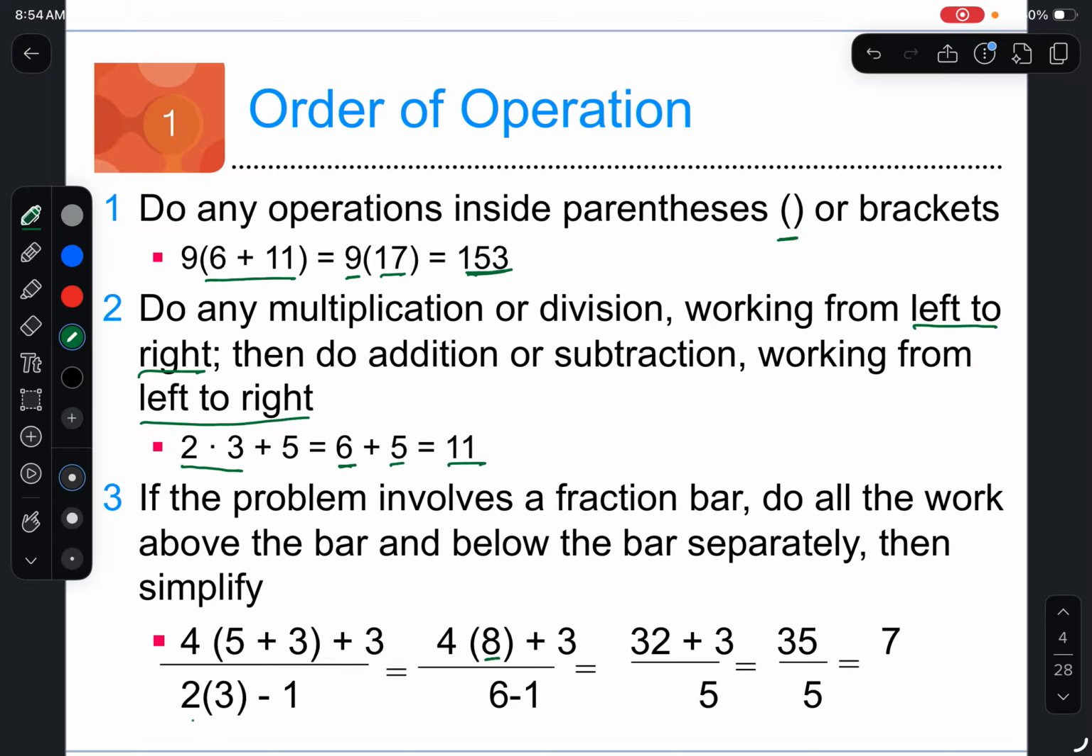On the bottom, we first do our 2 times 3, which gives us 6, and then we carry over minus 1. On the top we do our multiplication first. So 4 times 8 gives us 32 plus 3, and then on the bottom, 6 minus 1 gives us 5. Finally, we have 35 over 5. You're never going to leave your answer in this form. You're always going to simplify it, and the simplification is an answer of 7.